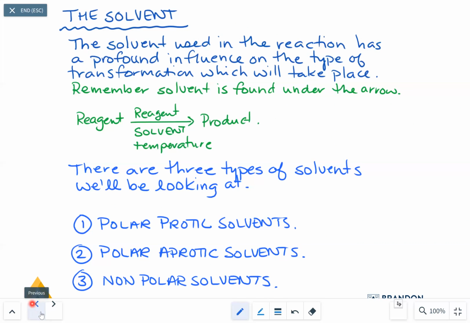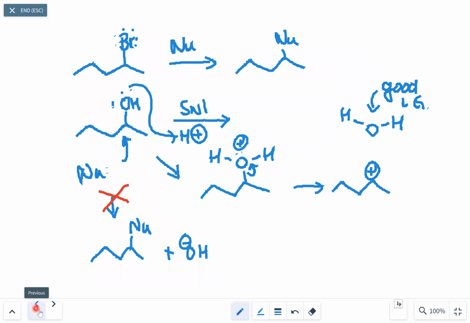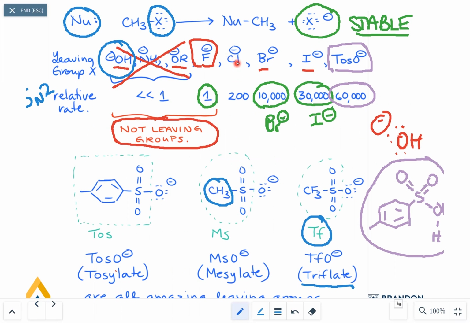All right, so for leaving groups, we are going to use good ones: chlorine, bromine, iodine, or these sulfonates.